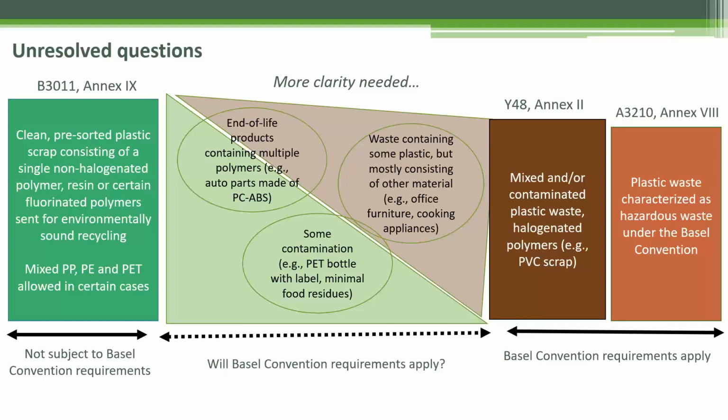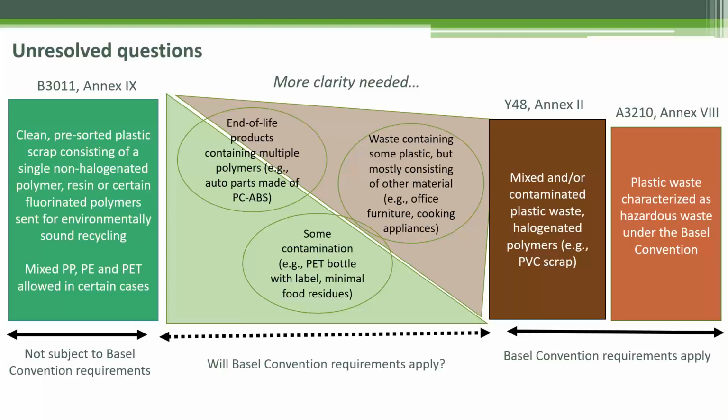On the left in green is the Basel B3011 listing of plastic scrap that's not subject to notice and consent, consisting primarily of clean, single, non-halogenated polymers destined for environmentally sound recycling. On the far right in orange is the Basel A3210 hazardous plastic waste listing, so plastic waste containing a hazardous constituent and a hazardous characteristic, which can be found in Basel Annexes 1 and 3 respectively. And then in brown is all plastic scrap and waste that isn't covered by the B3011 listing on the left or the A3210 listing, the hazardous plastic waste, on the right.